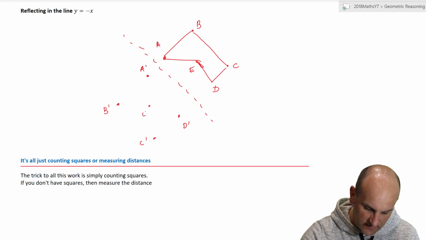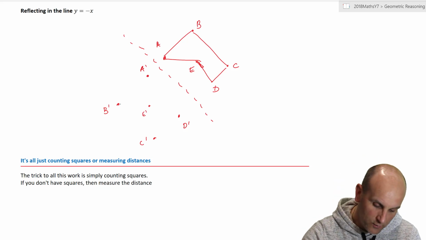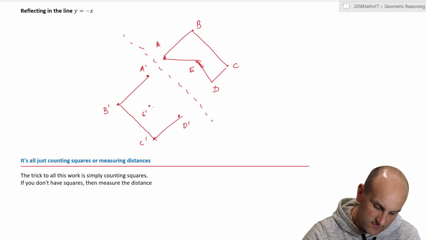So let's write that inside as E dashed. And lo and behold, there, there, there. Ooh, I think D is actually a bit further away. So let's do D dash there, E, and there.